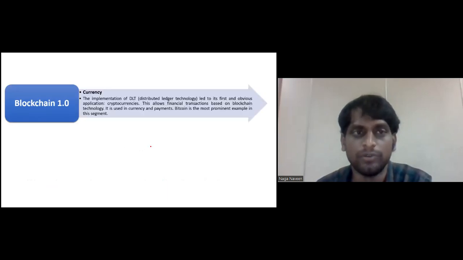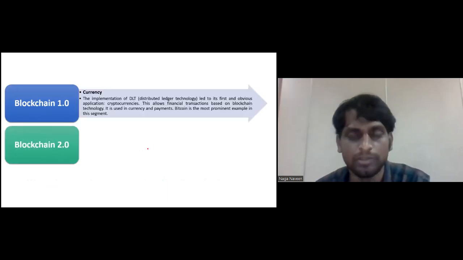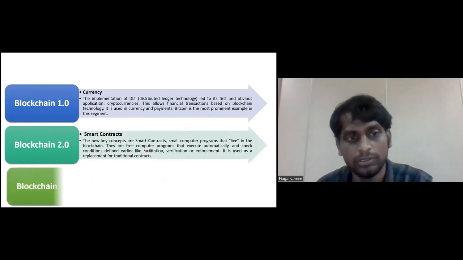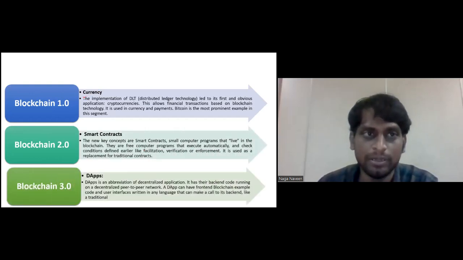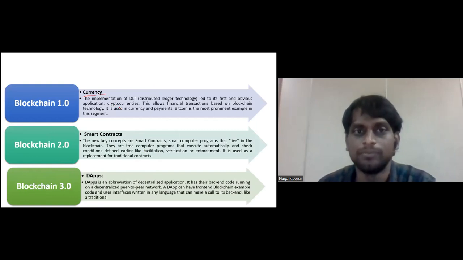Next, there are different versions of blockchain. Blockchain 1.0, blockchain 2.0, blockchain 3.0. Initially, when blockchain was employed, the main feature was currency. They were having cryptocurrencies. This was one of the applications of this blockchain.